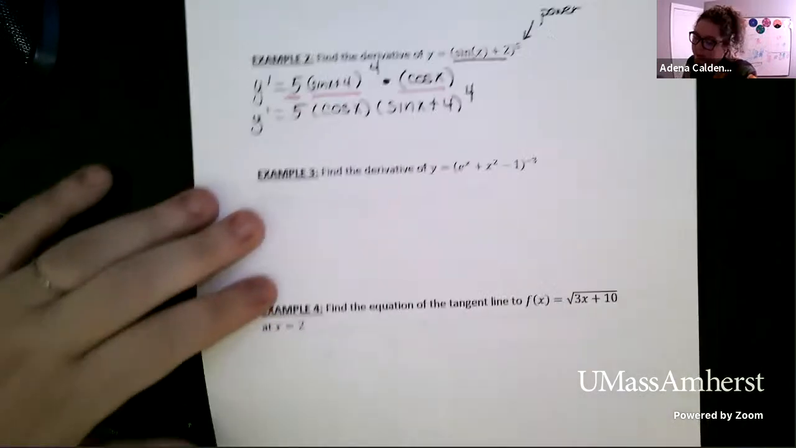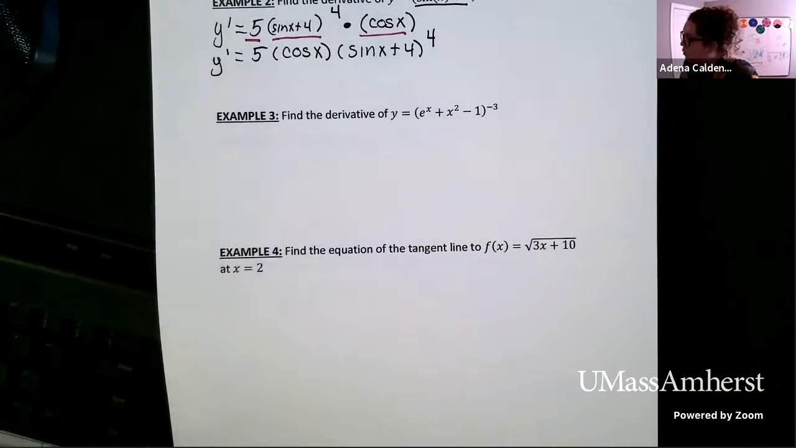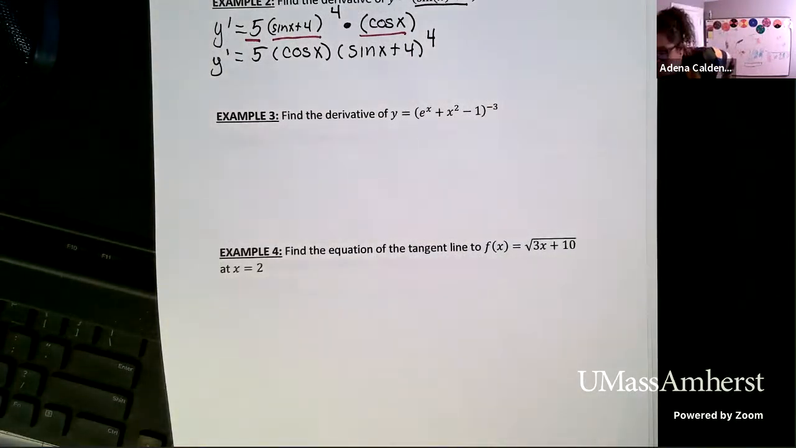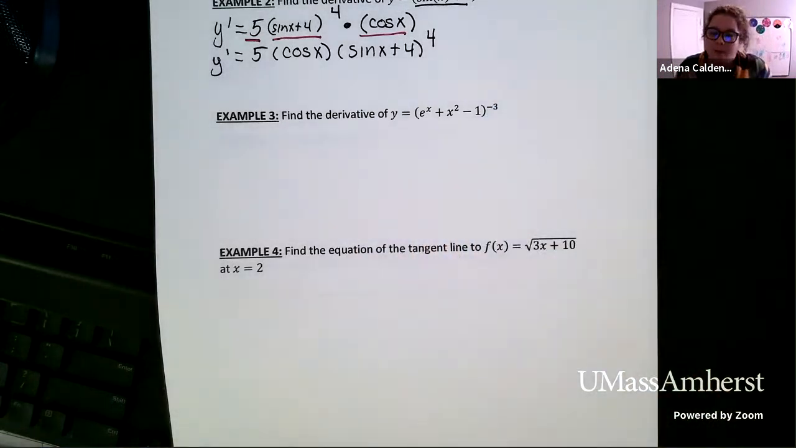Let's go ahead and we're going to try 2 more applications here. So the first one is another find the derivative. So again, we see parentheses raised to some sort of power. So again, we're going to apply that rule and try that again just for good practice. And then in example 4, we're going to find the equation of the tangent line to the function 3x plus 10 at x equals 2.